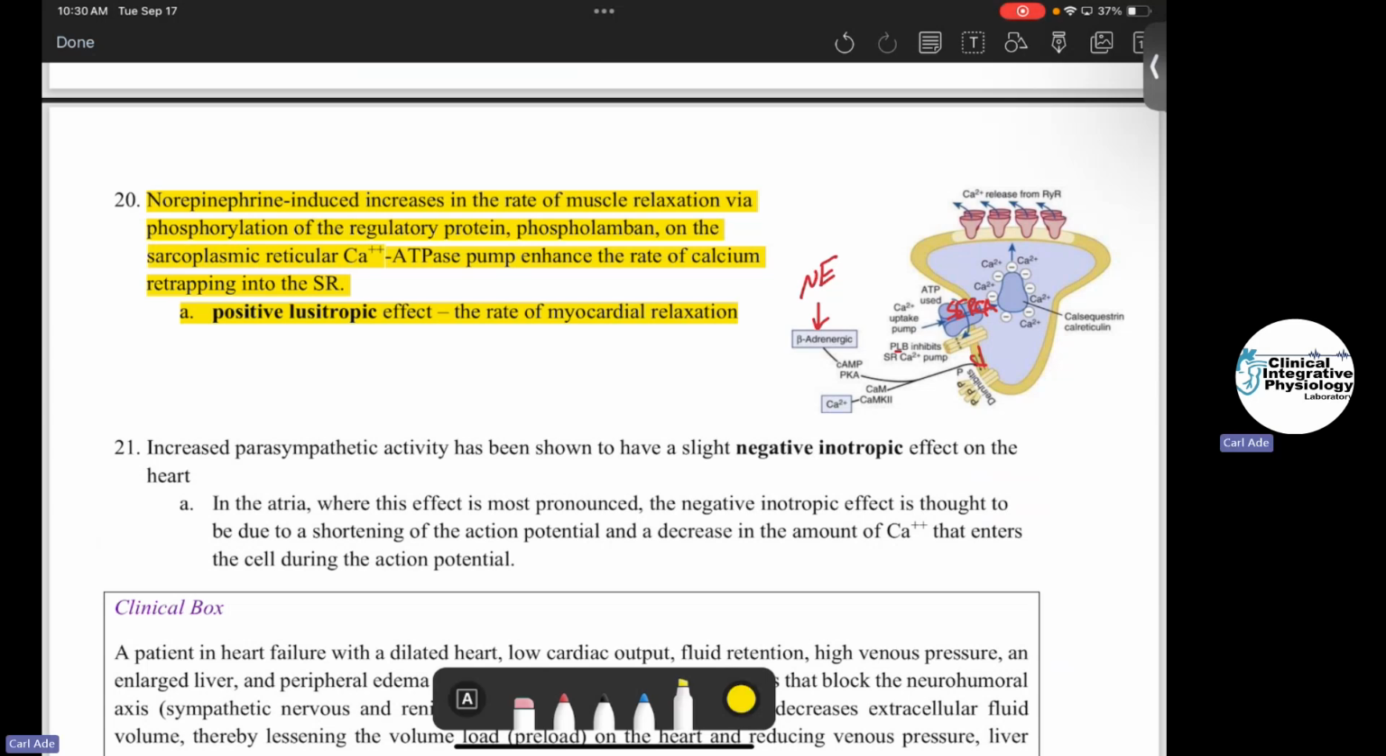Now, there's been debate. So that's the sympathetic side. It's going to improve contraction and relaxation. What about parasympathetic? There's a little bit of evidence that increased parasympathetic activity can have a slight negative inotropic effect, meaning less contractility. This appears to be almost entirely at the level of the atria, and it may be due to just changing the action potential. I'm not going to highlight the point box A. So there's maybe some evidence, but it's minor, and it appears to have a minor role in contractility.